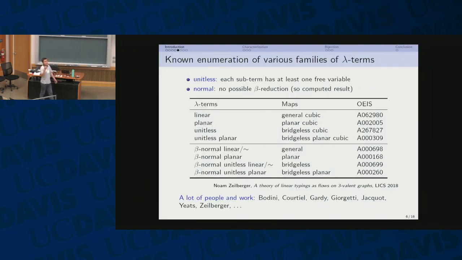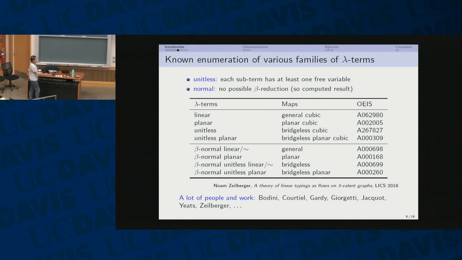So these lambda terms are divided by various properties. I'll just introduce two that we will need in the following. A term is called unitless if every subterm has at least one free variable, meaning that there will always be some variable that's not captured inside the subterm by some abstraction. And we say that a lambda term is normal if it is the result of some computation, meaning that no further beta reduction is possible.